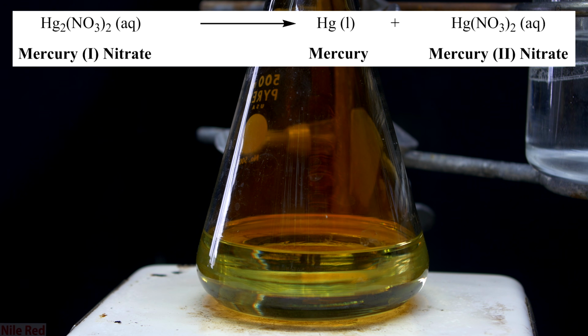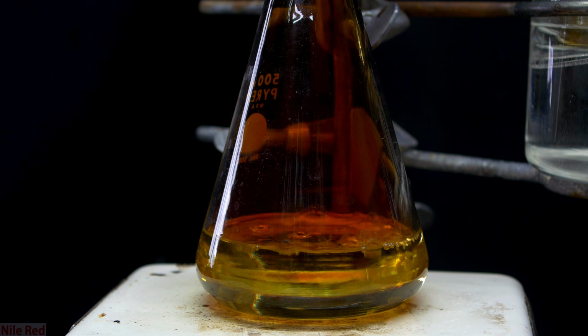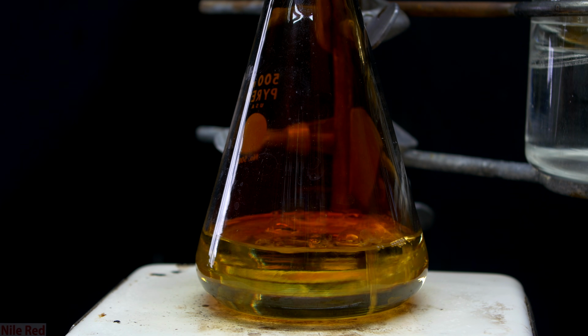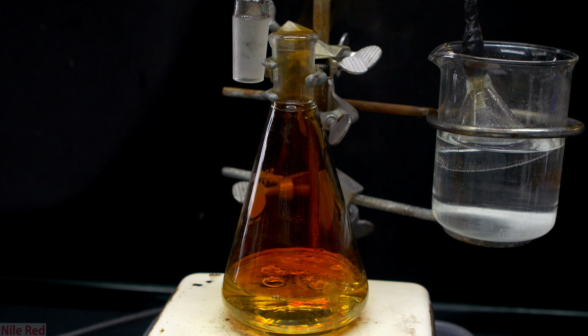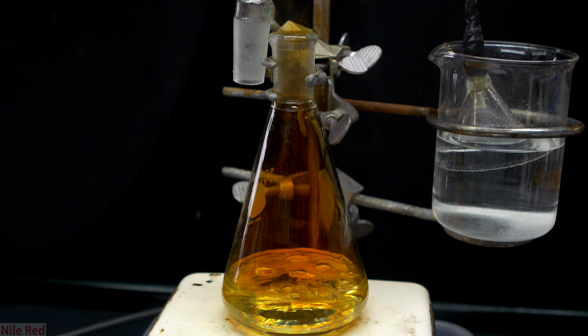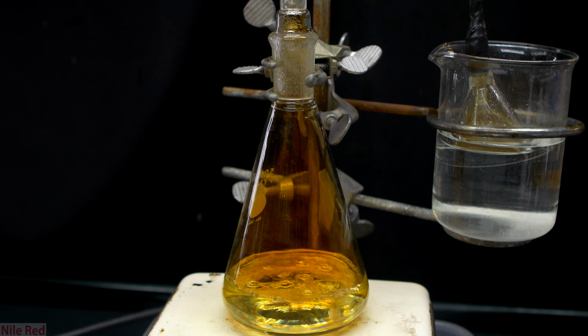This step serves to do two things. It A, converts mercury 1 nitrate to mercury 2 nitrate, and it also gets rid of nitrogen dioxide gas that's still dissolved in the solution. As we boil the solution, the solubility of nitrogen dioxide decreases, and it's going to be expelled. As this happens, the color of the solution should decrease very slowly until it eventually becomes colorless.